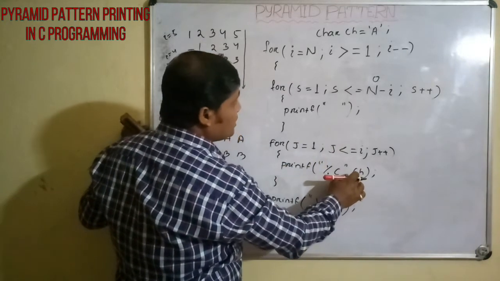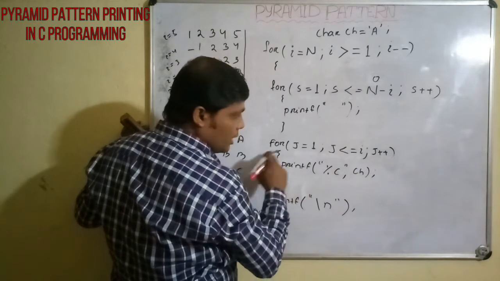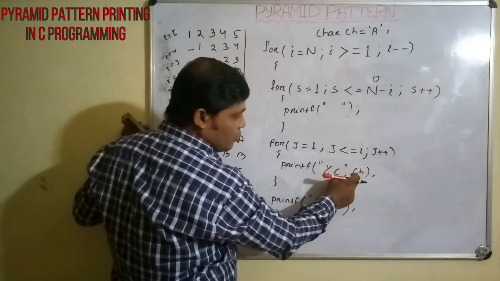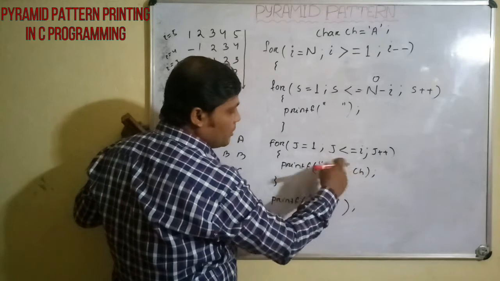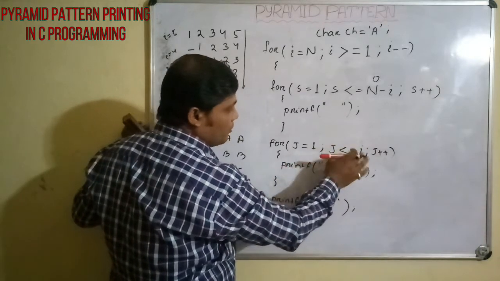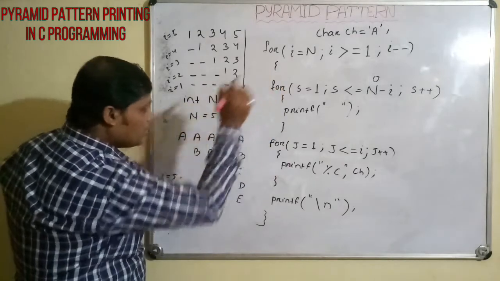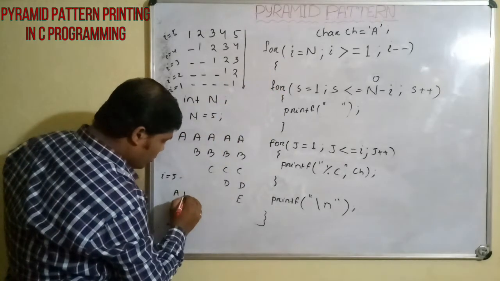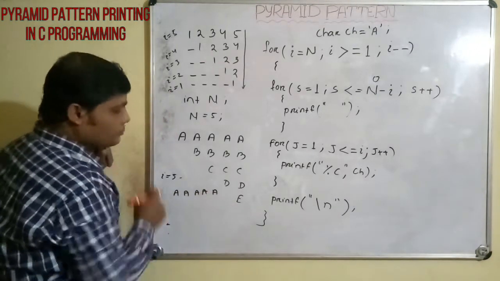Now see, first time ch value is a. There are no changes in ch inside the j loop. So inside the j loop, ch is always constant. So whatever the ch value is will be printed 5 times, for 1, 2, 3, 4, 5. Clear? So j value is 1 first time. A will be printed 5 times. Clear?